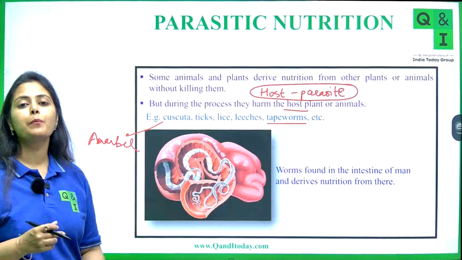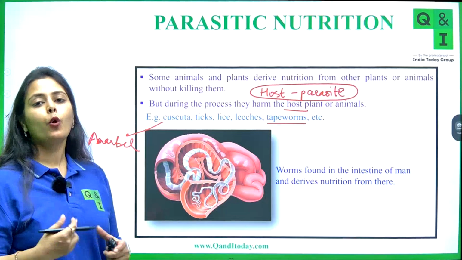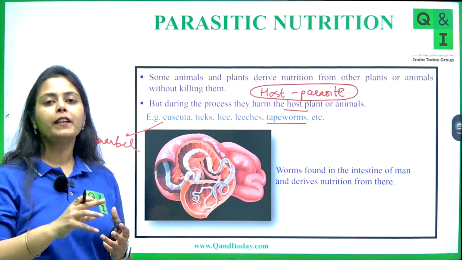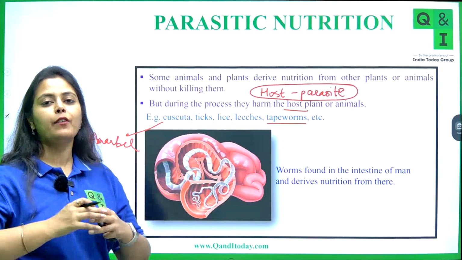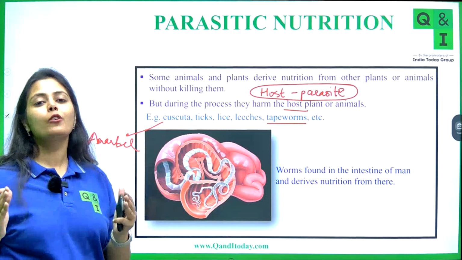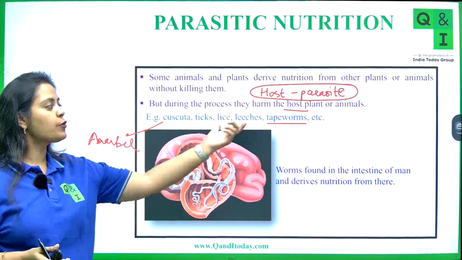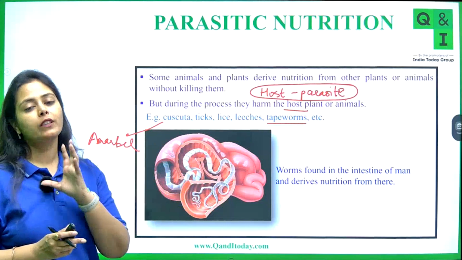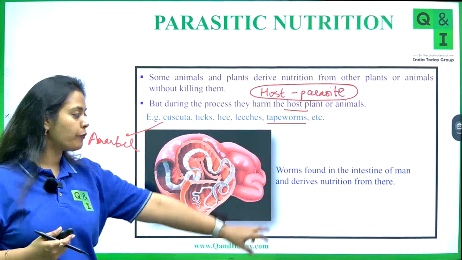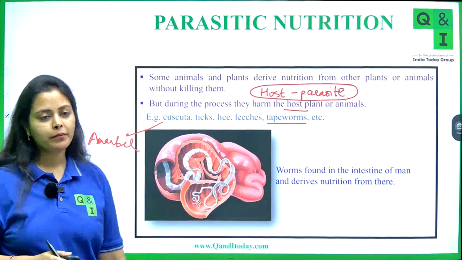So tapeworms, they are present in the intestine. Basically, the intestine is the main point where all nutrition is happening, where all food is getting digested, broken down into simpler substances. So eventually tapeworms will take all that nutrition. So where do they reside? They reside in the intestine of man and derive nutrition from there.